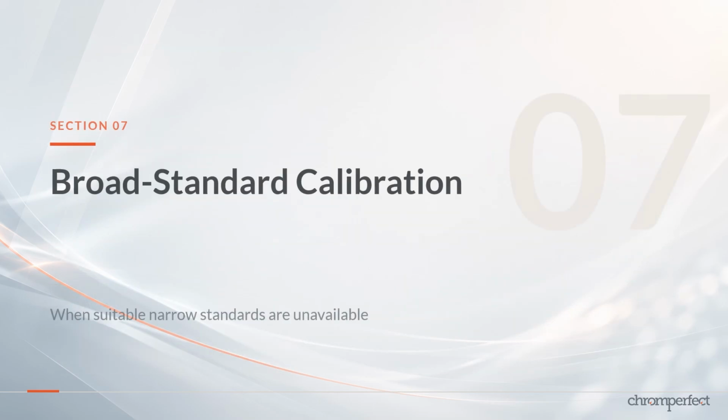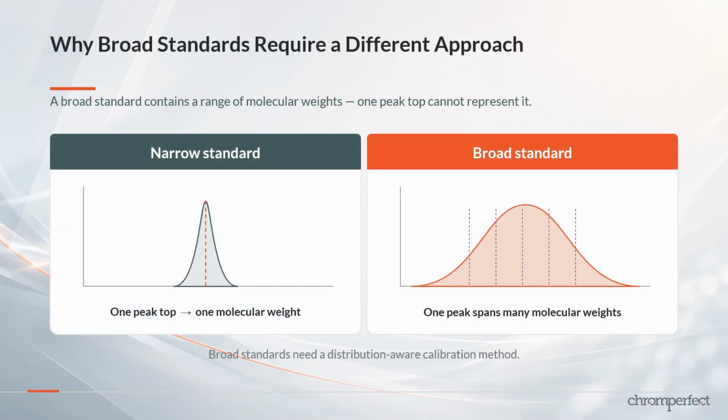Using broad standards for SEC calibration. Narrow molecular weight standards are not always available for the polymer of interest. Universal calibration may also be impractical because the necessary Houwink constants or viscosity information are unavailable, uncertain, or inappropriate for the system. Under those conditions, the column may be calibrated using one or more broad molecular weight distribution standards.